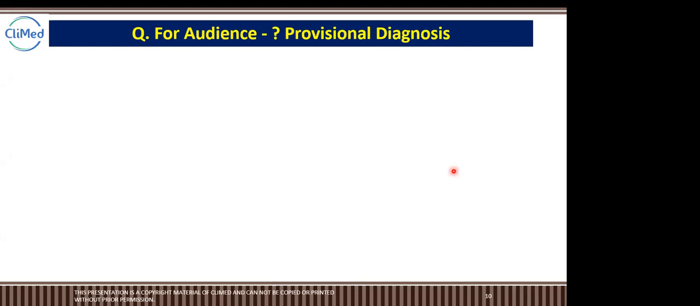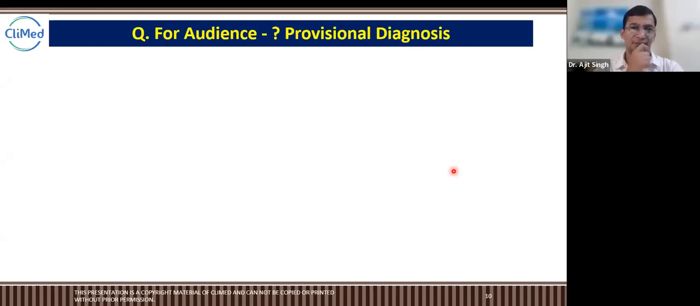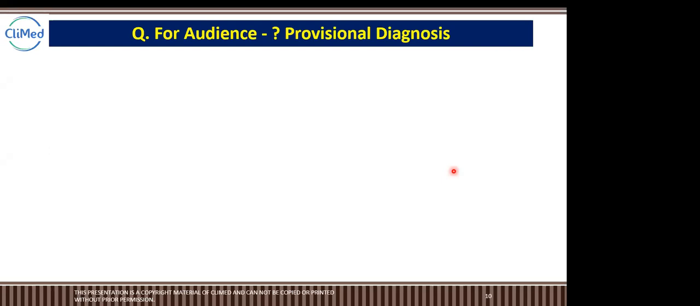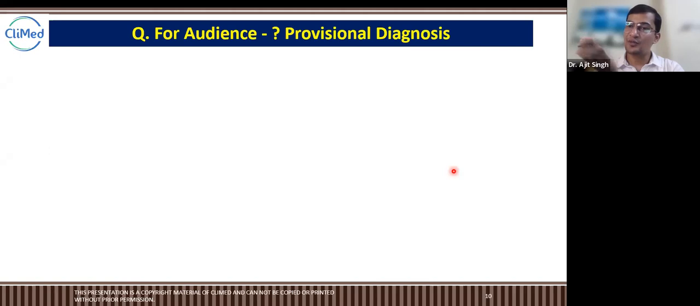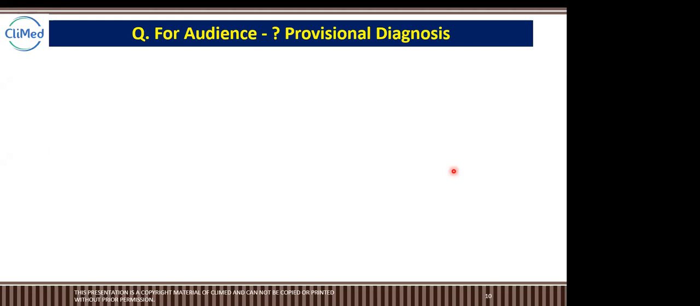Heart failure. Hepatomegaly, sir. Sir, is there any finding on the ECG to make it more? Patient is in heart failure. That's why I'm asking provisional diagnosis. I'm not confirming. Confirmation, I will come to that question. Patient is in active heart failure.